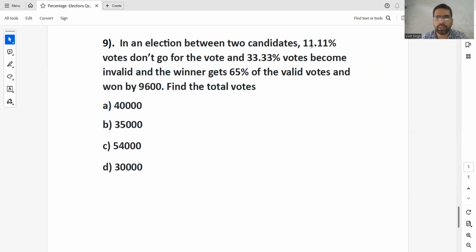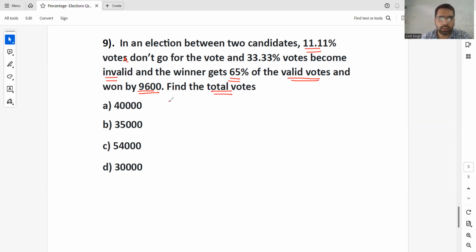In an election with two candidates, 11.11% of voters don't go to vote and 33.33% of votes become invalid. The winner gets 65% of the valid votes and wins by 9,600 votes. We have to find the total votes.